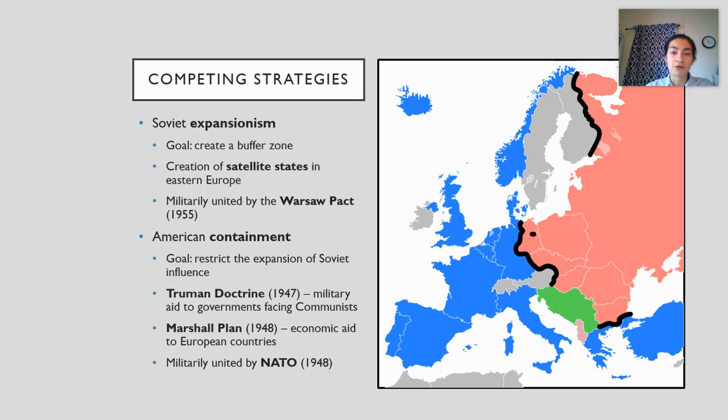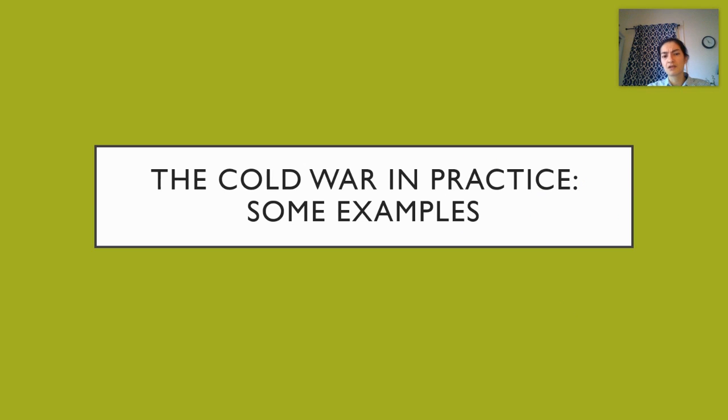NATO, by the way, persists even after the collapse of the Soviet Union in 1991 and remains an important organization for a number of countries to coordinate their military policy to this day. Your textbook gives you a few examples of ways in which the Cold War goes into practice, of conflicts and of policies that are implemented in the course of this strategic rivalry between the US and the Soviets.